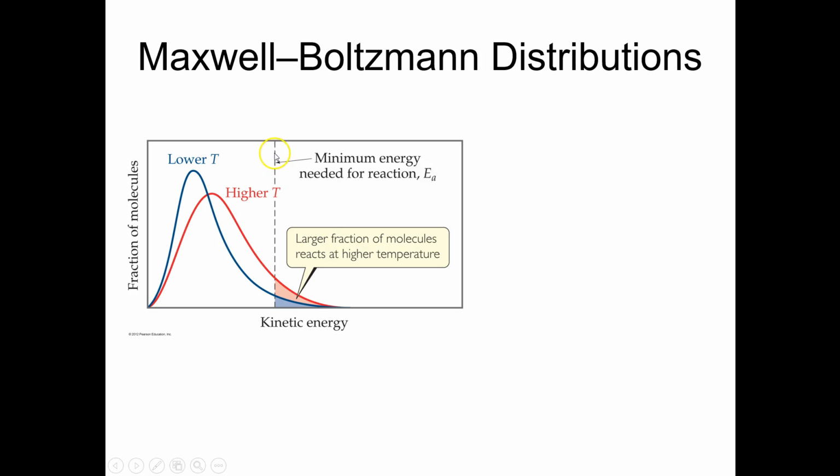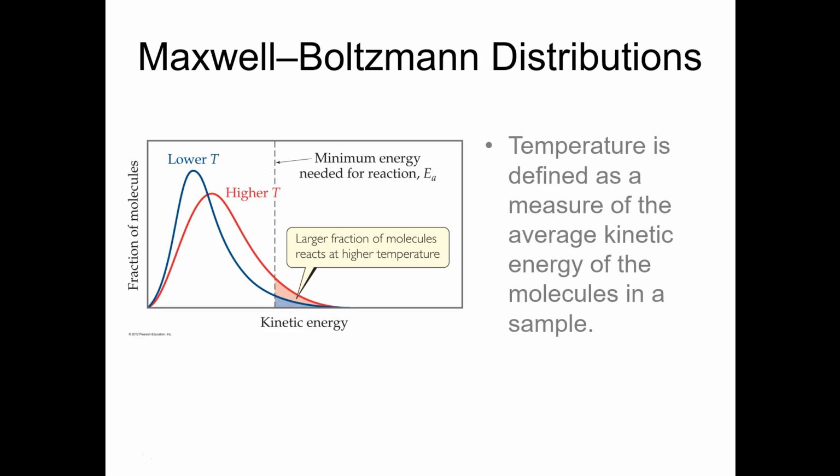And if we just say that this place, when it comes to kinetic energy, indicates the height of the activation energy barrier, that is the minimum amount of energy required for the reaction to occur, then anything on the right-hand side of that dashed line is a molecule or molecules that have enough kinetic energy to overcome the activation energy barrier and for the reaction to occur. And if I increase the temperature, you'll see that a larger fraction of the molecules in the sample now have energy at or above the activation energy.